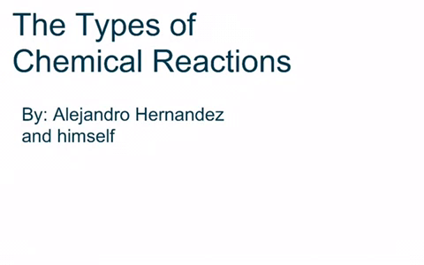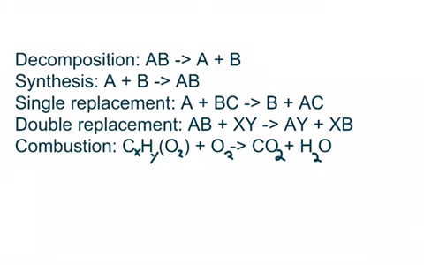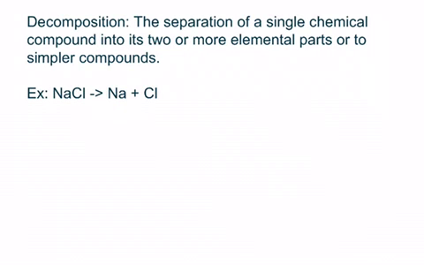In this video, I'm going to be talking about chemical reactions. Here we have the 5 types of chemical reactions with simple variables to represent elements and compounds. The first reaction we will be talking about is decomposition.